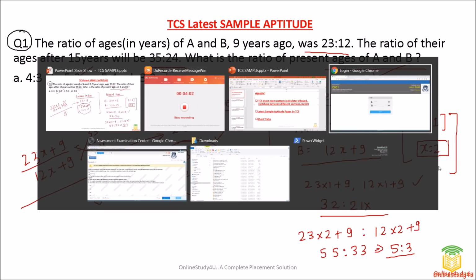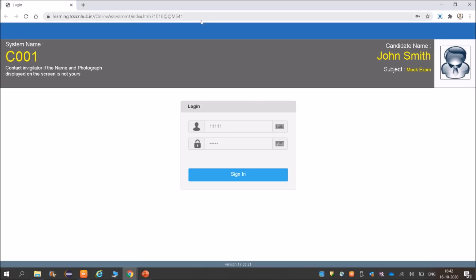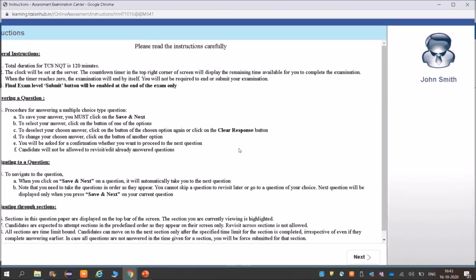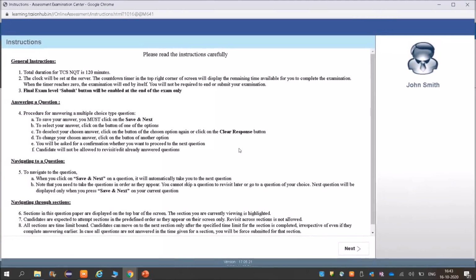Now friends, I will take you through the TCS ION website. This link will be given in the description also. So you just need to sign in. After signing in, you can see some details have been given, and these details we need to understand. The total duration for TCS NQT is 120 minutes, so the total duration of the exam will be 2 hours.